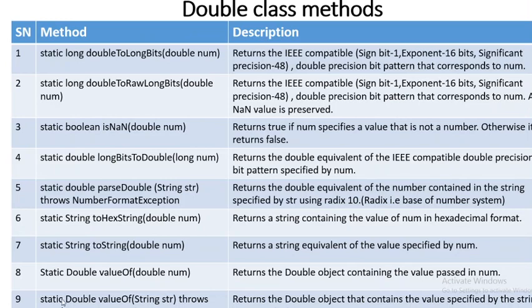Next, return type Double, name of the method valueOf in bracket string str, throws NumberFormatException. That means whatever the string argument you are giving over here, this string will be converted into Double object, and if this argument conversion is not possible, it will generate NumberFormatException.